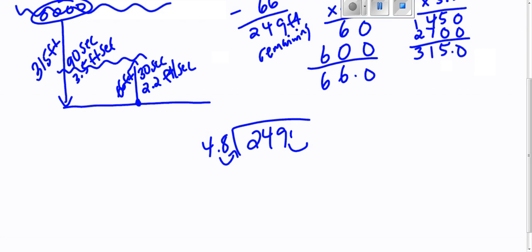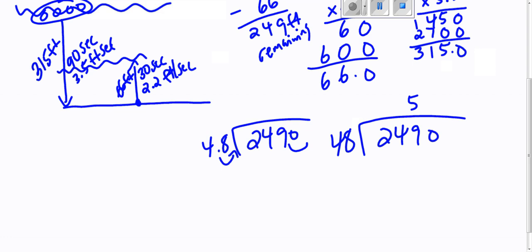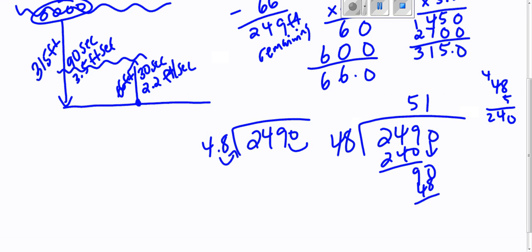So move the decimal one over, add a 0, so 2,490 divided by 48. I believe 48 goes into 249 5 times. 48 times 5 off to the side is 240. Subtract those, you get 9. Bring down the 0, 48 goes into 90 1 time. 48. That's 42. Add a 0, add a decimal point. 420. 48 goes into 420.